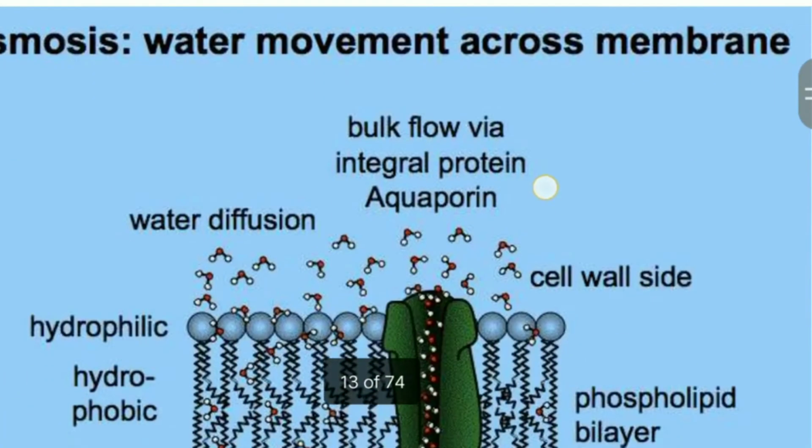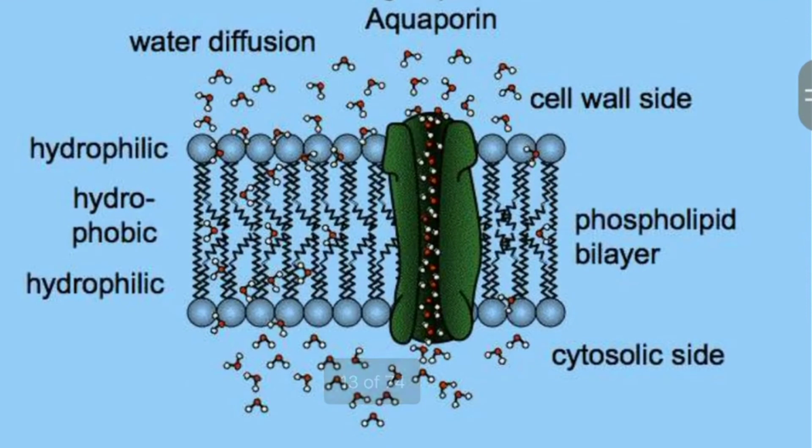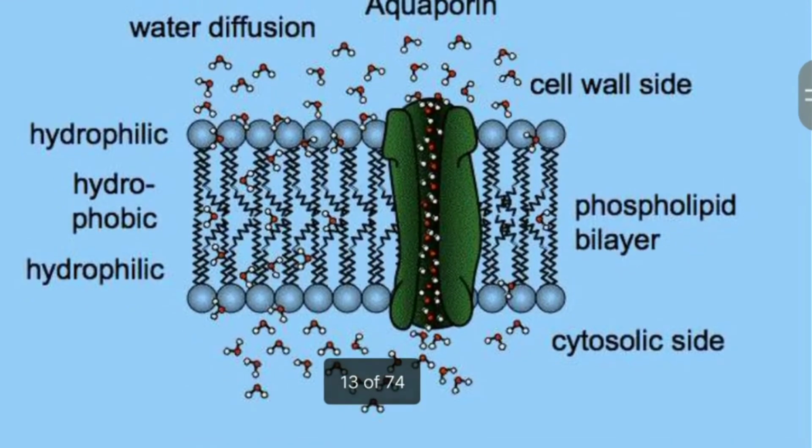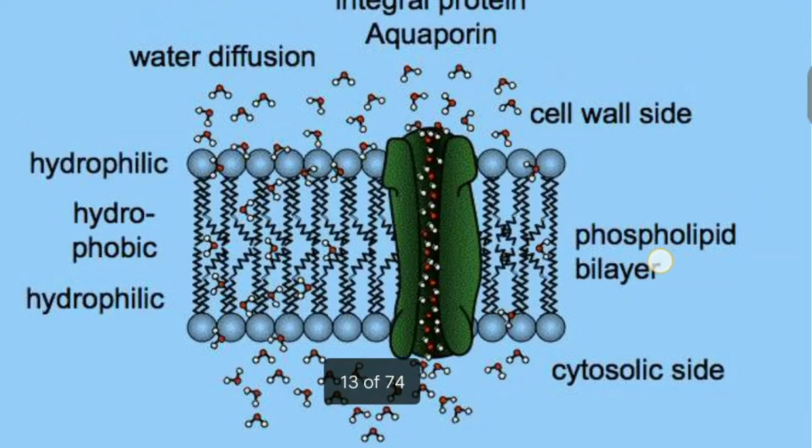So you can see a diagrammatic view over here. This is a phospholipid bilayer, which has hydrophilic and hydrophobic ends. The outside part is the cell wall side and the inner side is the cytosolic side. The center part is the aquaporin protein, this green colored part. Water molecules can diffuse through the phospholipid bilayer, or they can move across this aquaporin protein. In this way water diffusion takes place.